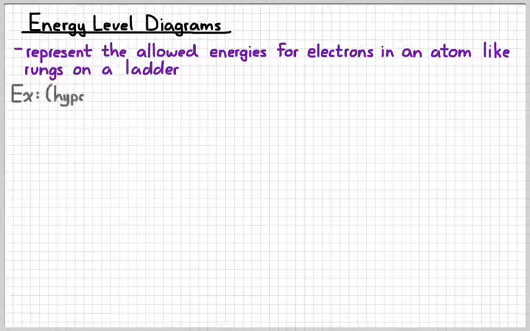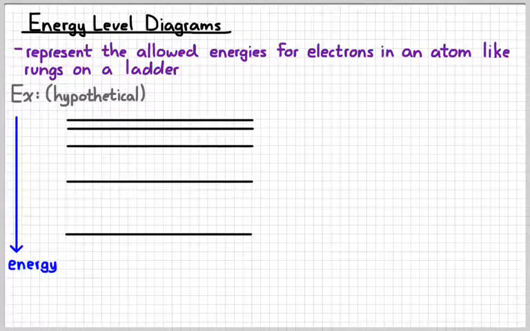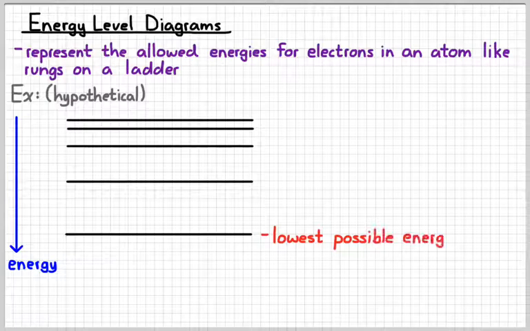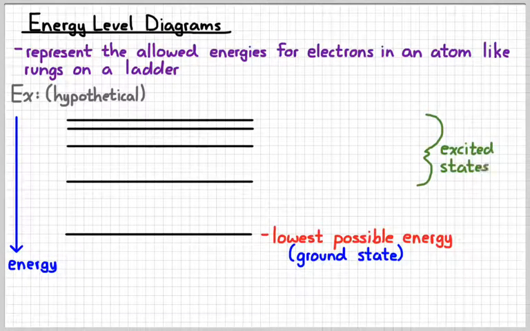So if I make up a hypothetical atom, not that this actually exists, but it'll be some easy numbers to work with, we might represent the energy levels as rungs on a ladder. Just like a real ladder, as we go down the ladder, the energy gets lower. The lowest possible energy state is referred to as the ground state. And this is where an electron would be most stable. States above that are referred to, creatively enough, as excited states.